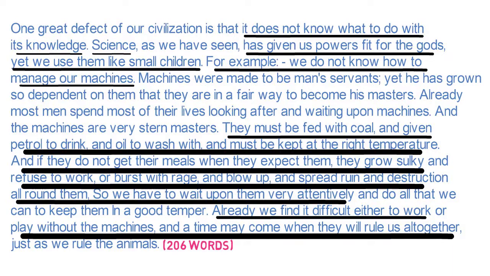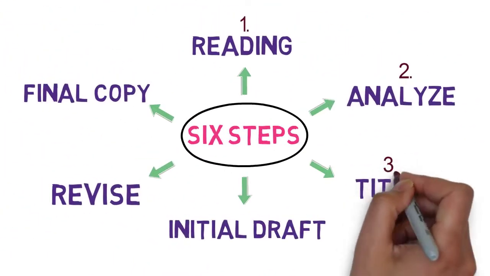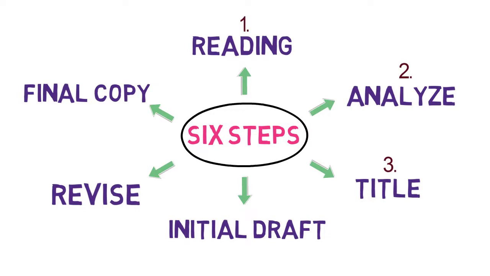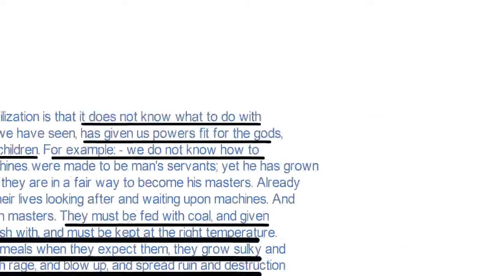Now let's move to step 3. Step 3. Provide a suitable title. As the passage is talking about man and their relationship with machine, let's give the title Man and Machines. Let's move to step 4.